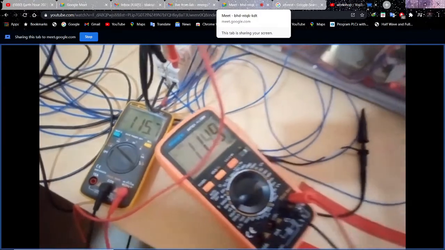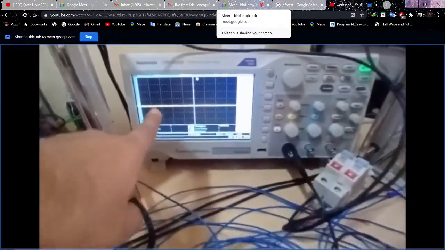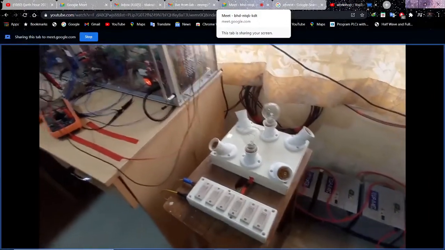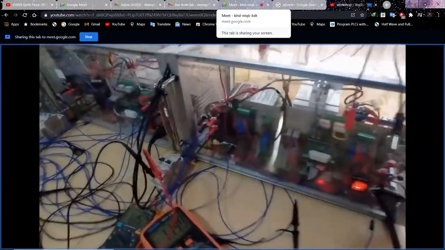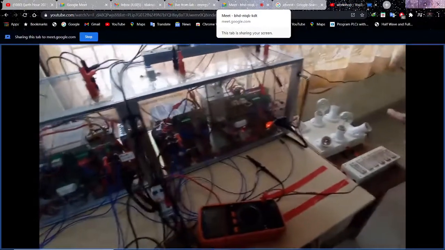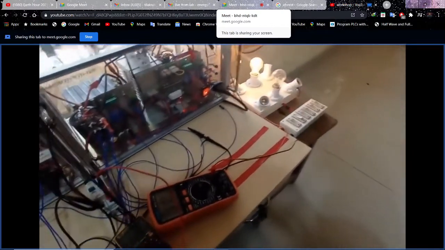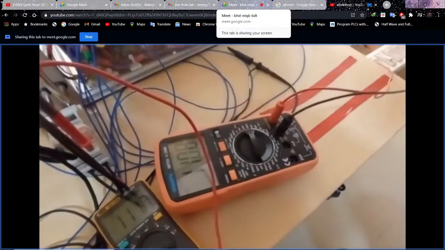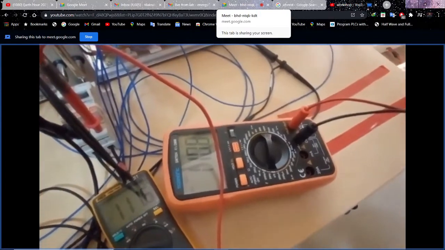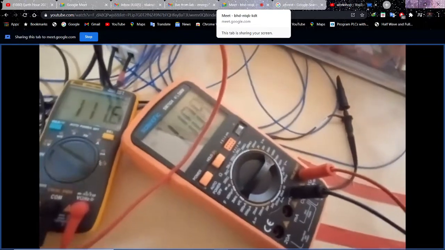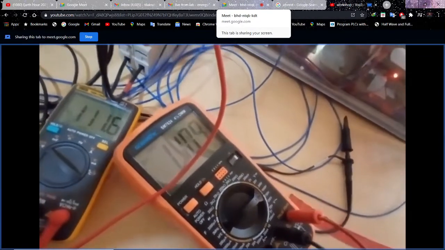So now, let us show that there is no duty cycle. Duty cycle is given as zero. Duty cycle at this point is zero. Now we will see what will happen if we turn on the light. The moment we have turned on, the voltage has dropped to 110 volt.